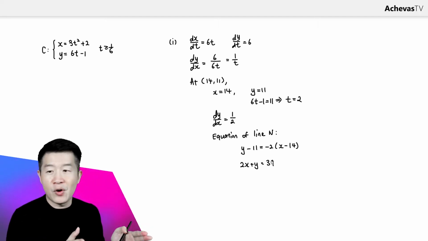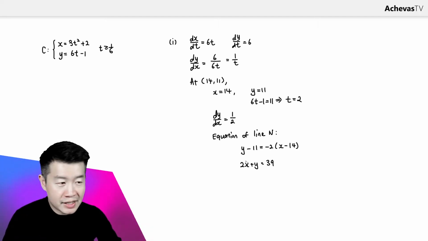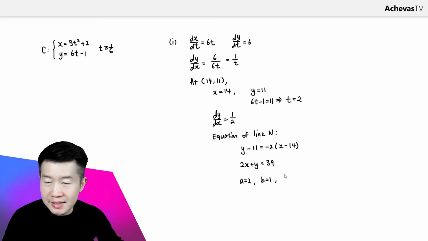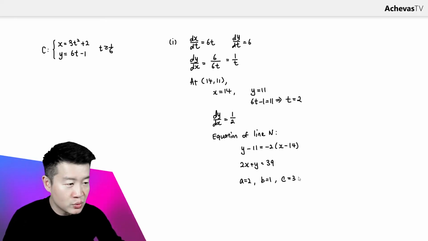And this is of the same form as the one that the question has given us. Comparing this to what the question has given us, we can see that this is a. So a is 2. The coefficient of y is b, so b is equal to 1, and this is c, so c is equal to 39.